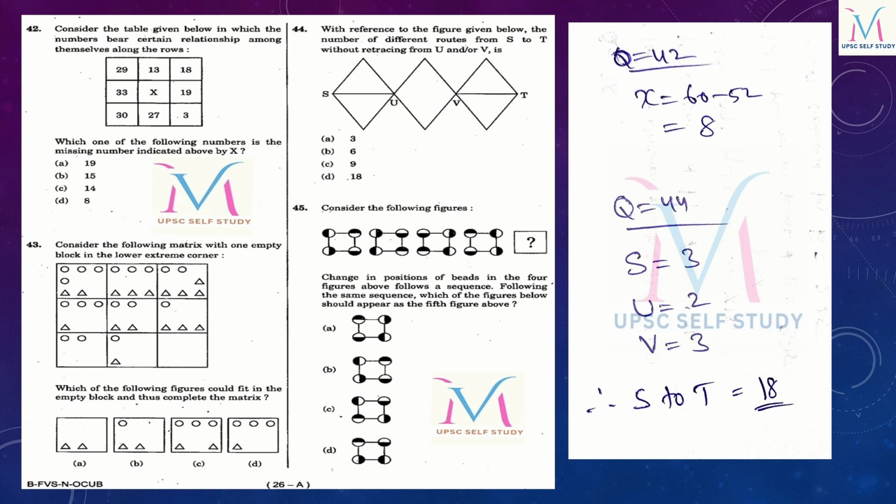Now come back to the last row. The last row first box has 2 circles, and the second box has 1 circle and 1 triangle, and now this should have 2 triangles. Okay, this should have 2 triangles. I hope you understood the logic. And for question number 43, the answer is A.